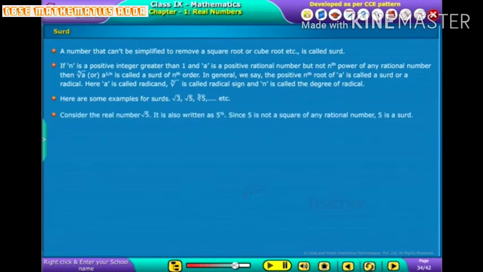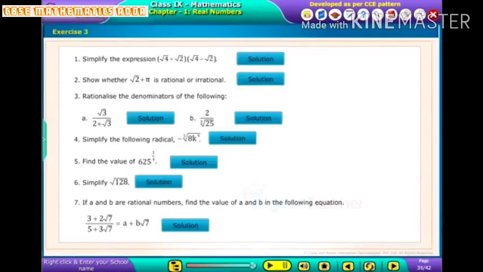Consider the real number root 5. It is also written as 5 power 1 by 2. Since 5 is not a square of any rational number, root 5 is a surd. Consider the real number 4th root 16. Since 16 is the square of a rational number 4, 4th root 16 is not a surd.